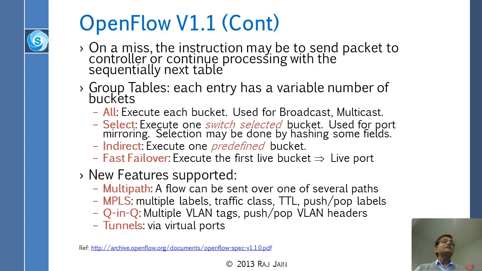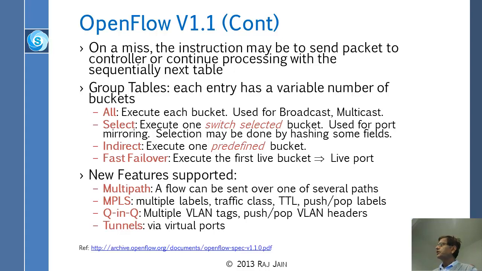So sometimes the things may fail, the links may fail, and the group table will tell you if link 1 is down, what to do with the packet. If link 2 is down, what to do with the packet. So they thought about some new problems that they had not seen before, and now they have group tables which can handle the multicast better, that can handle the port mirroring better, and that can handle the failover better.